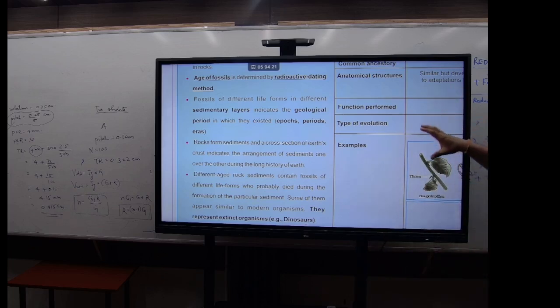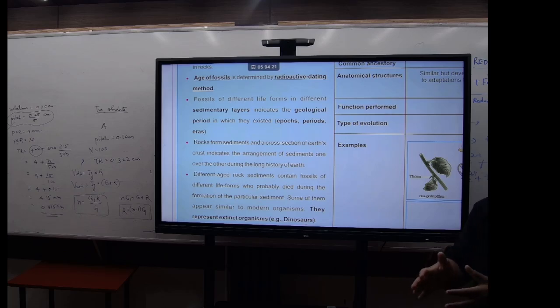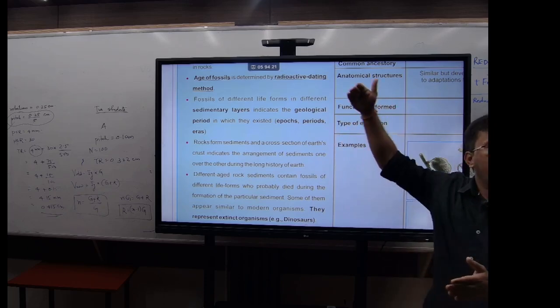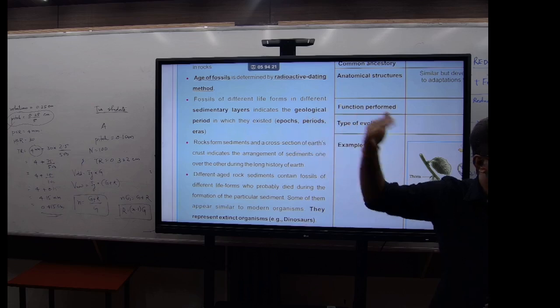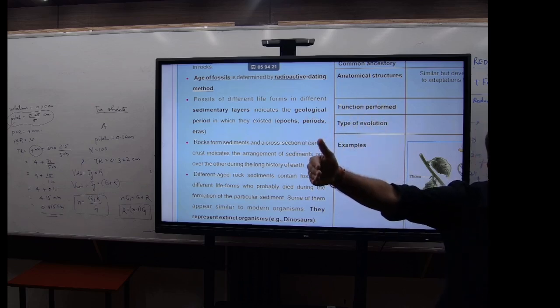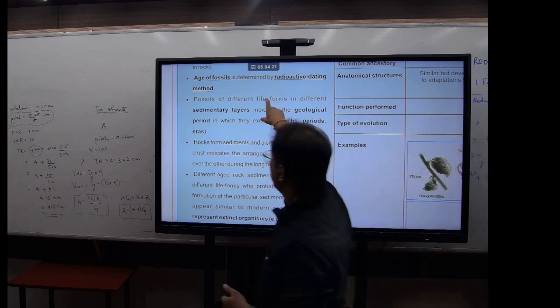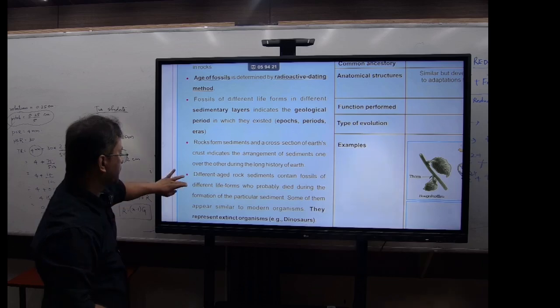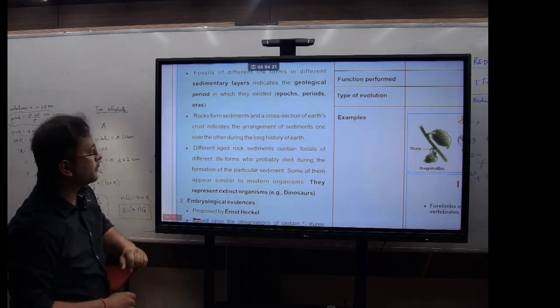And fossils of different life forms in different sedimentary layers indicate the geological period in which they existed. And our Earth's age is divided into eras, periods, and then epochs. Eras, periods, and epochs. So this statement, you see guys, let me just explain this one.